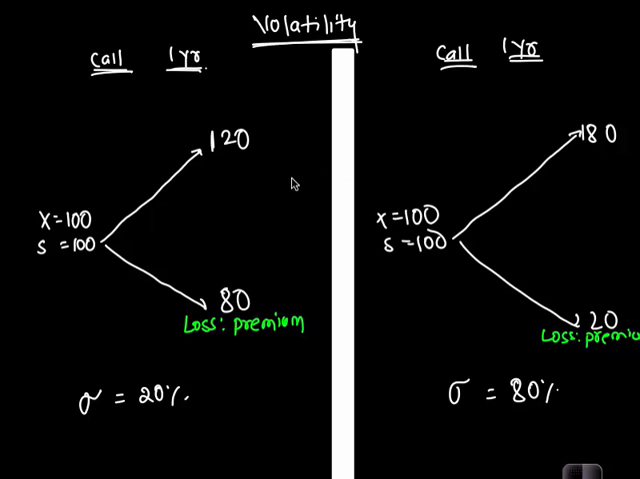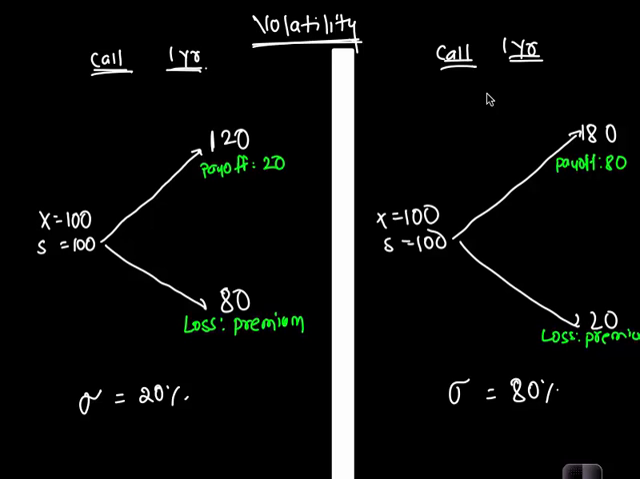But let's look at the upside. When it is 120, what is your payoff? Payoff is 20. But when it is 180, what is the payoff here? Payoff would be 80, right? Which means the maximum upside on the stock, the maximum profit we have, is much larger. So we kind of have an asymmetry here.